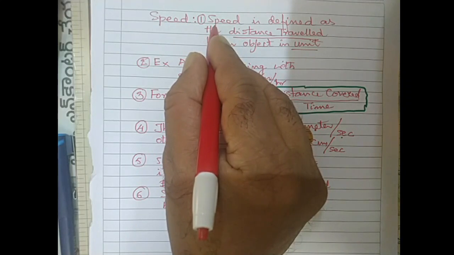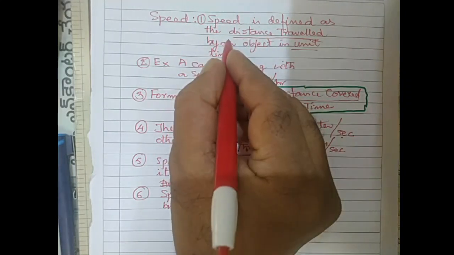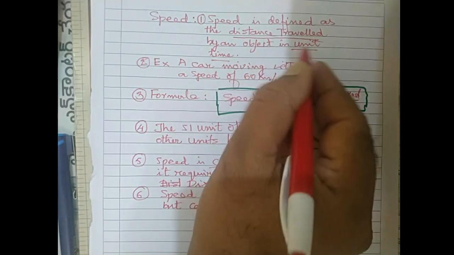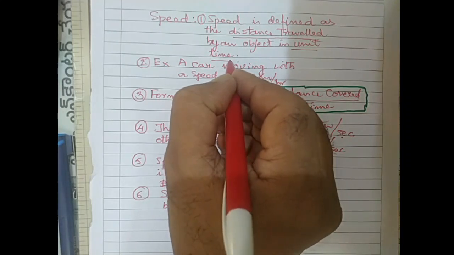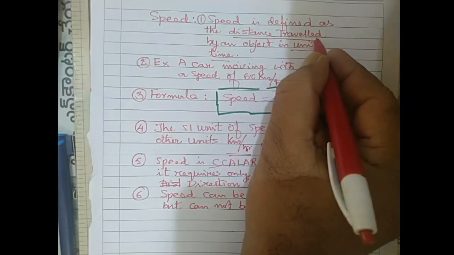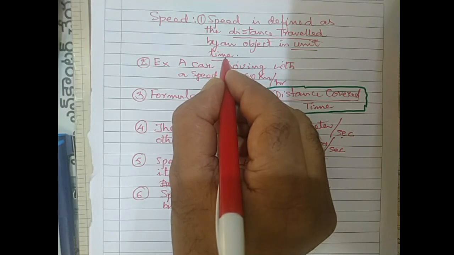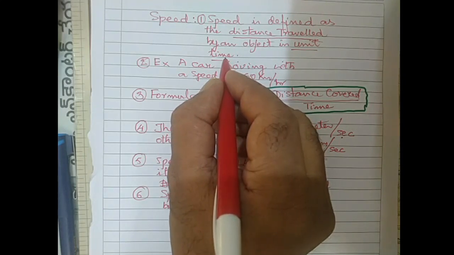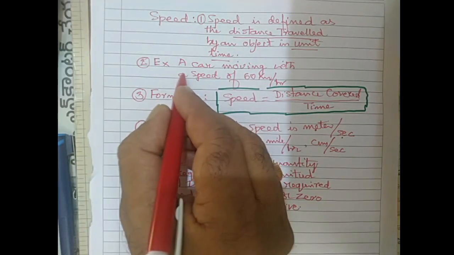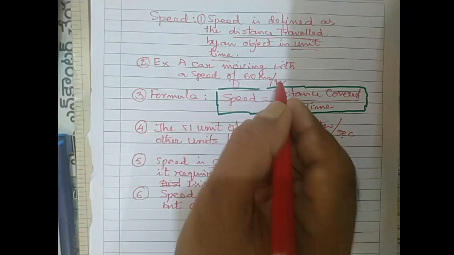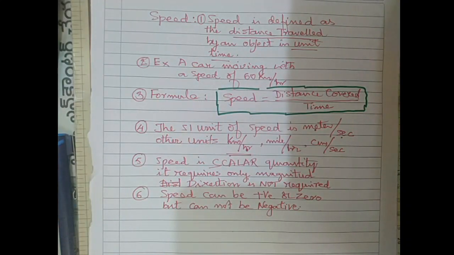Definition first we must know. Speed is defined as the distance travelled by an object in unit time. Distance travelled is a keyword, unit is a keyword, time is a keyword in this definition. And the example: a car moving with a speed of 60 km per hour means in 1 hour it is covering a distance of 60 km. Like that many examples you can give.